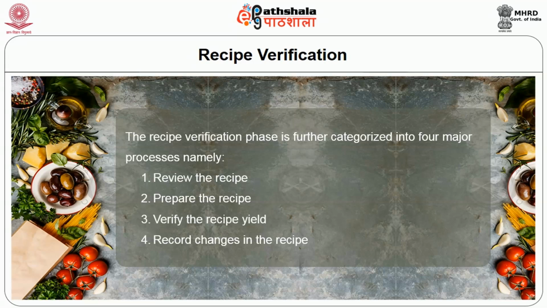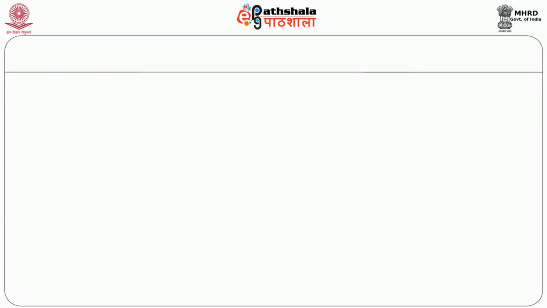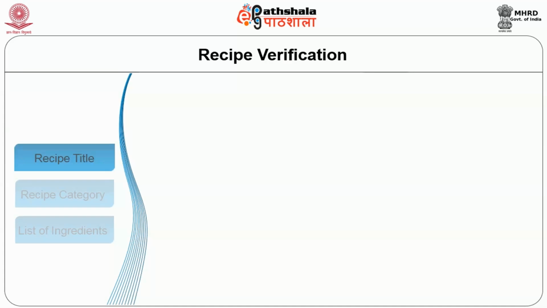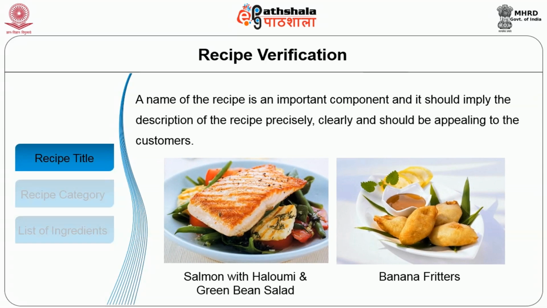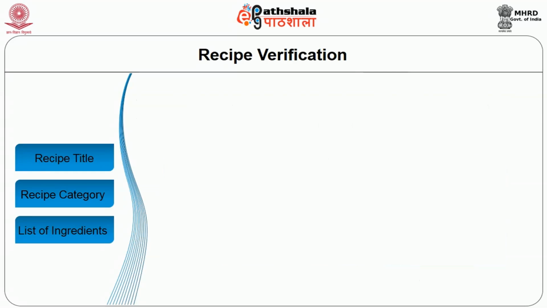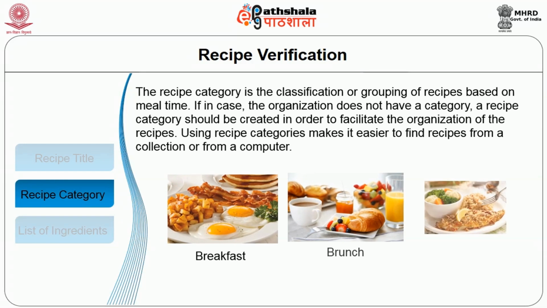The recipe verification phase is further categorized into 4 major processes, namely review the recipe, prepare the recipe, verify the recipe yield and record changes in the recipe. Under the first process, namely reviewing the recipe, all recipes should have a recipe title. A name of the recipe is an important component and it should imply the description of the recipe precisely, clearly and should be appealing to the customers.